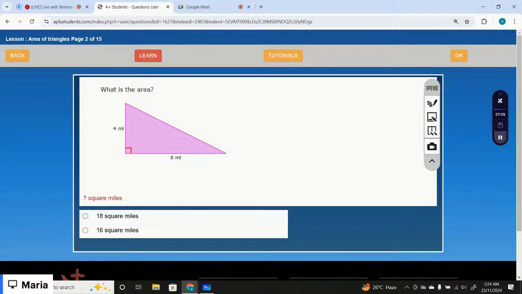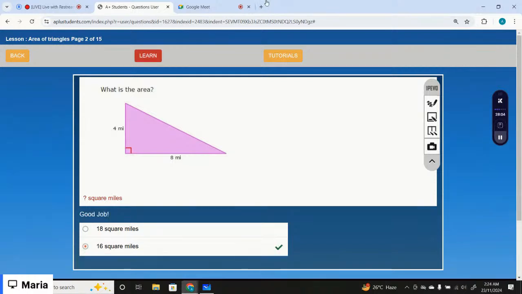What is the area? Which is the correct option? That is half times base times height. So that is 16 square miles. Option number 2 is the correct option.